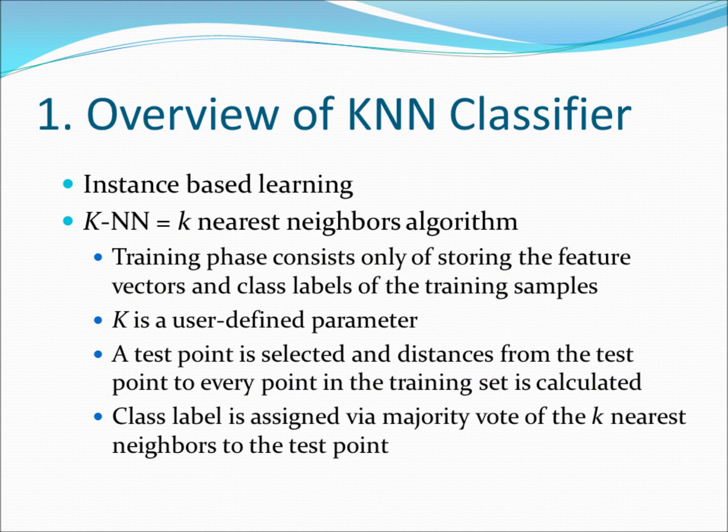So this is called instance-based learning. In instance-based learning, the train phase only consists of storing the feature vector and the class label. In other words, you don't have any model stored or anything. You just store the cases, the examples.